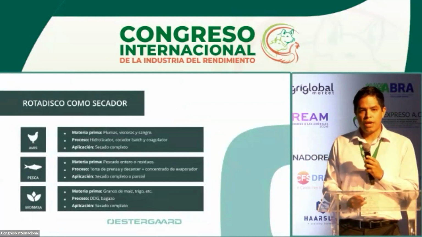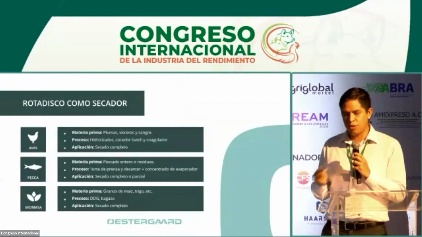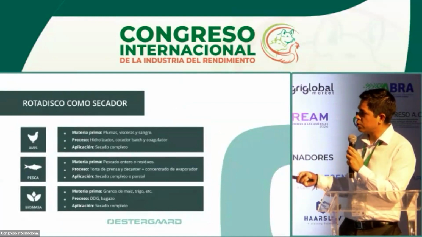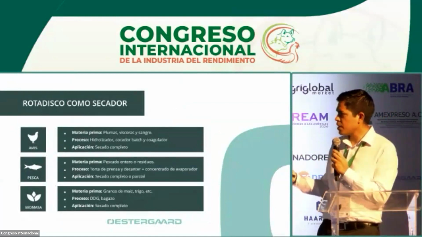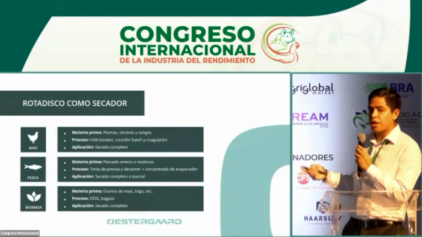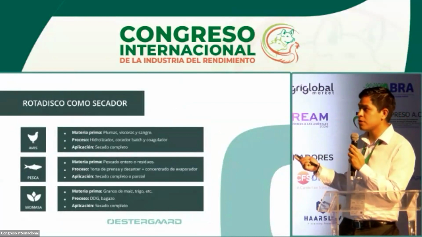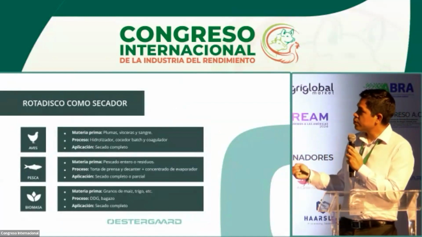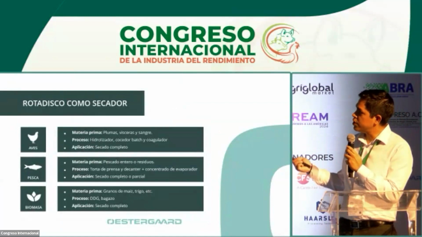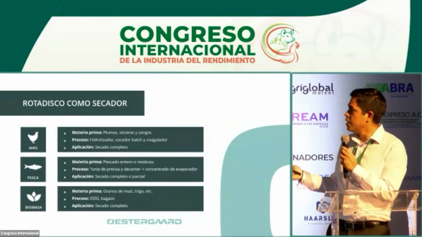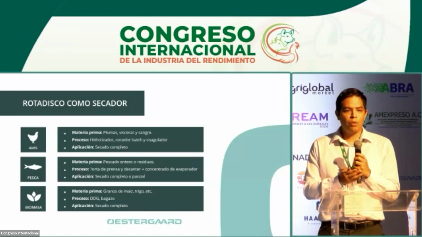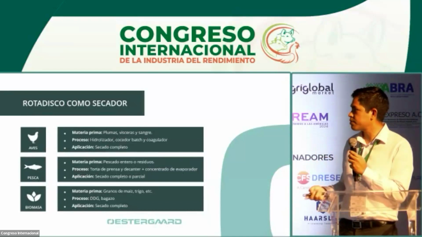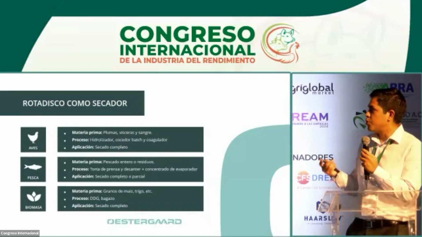The main application, as I mentioned, for the rotational discs is as a dryer, the most known one. We can process poultry byproducts. The raw material we can dry can be feathers, a mixture of blood, feathers, and insides, which will be a mixed product. And for this dryer, we look for a complete dryer, totally dry meal for milling and packaging.